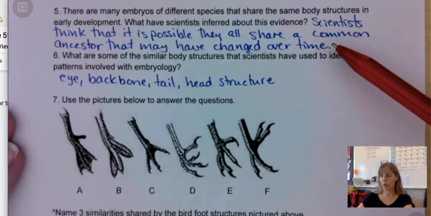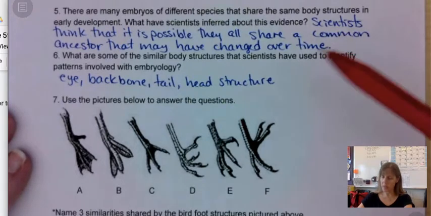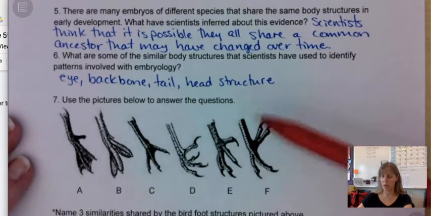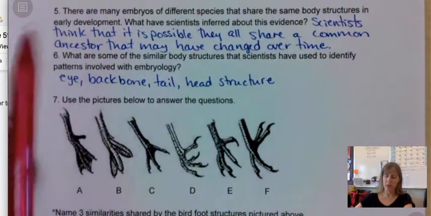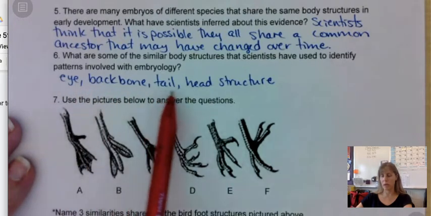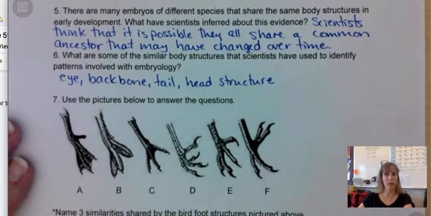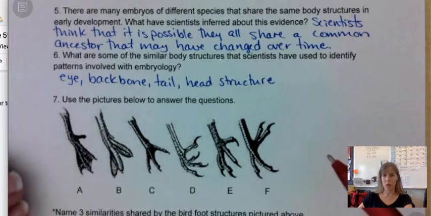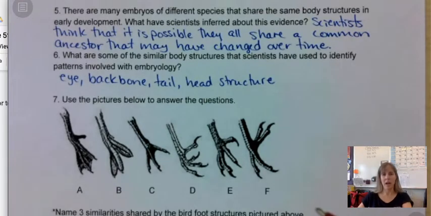have changed over time. So number 6 says, what are some of the similar body structures that scientists have used to identify patterns involved with embryology? So they have figured out that all embryos have eyes or backbones, tails, and the head structure, and that's a really common body structure for them to have in their anatomy.